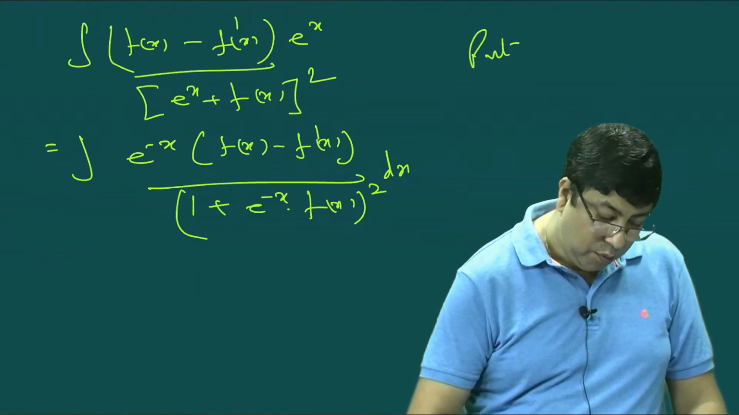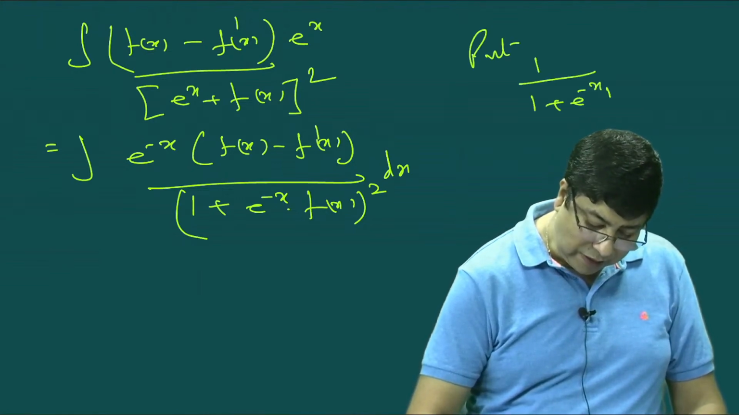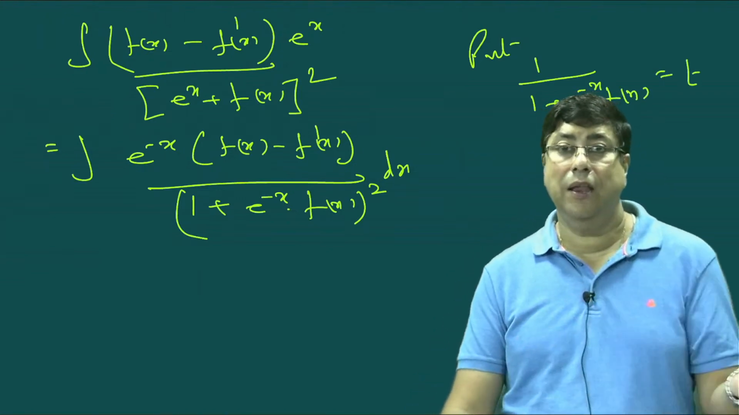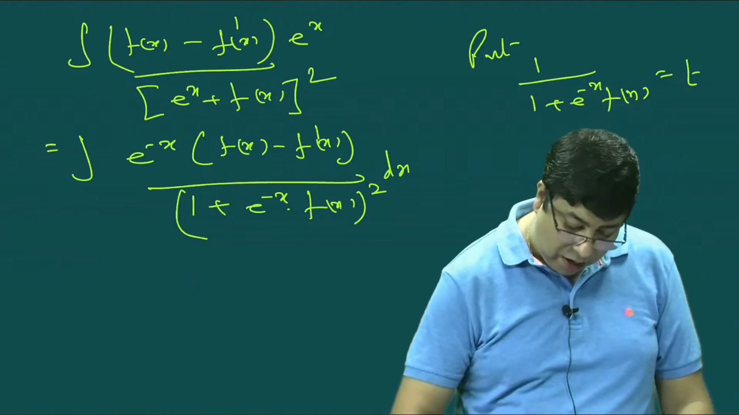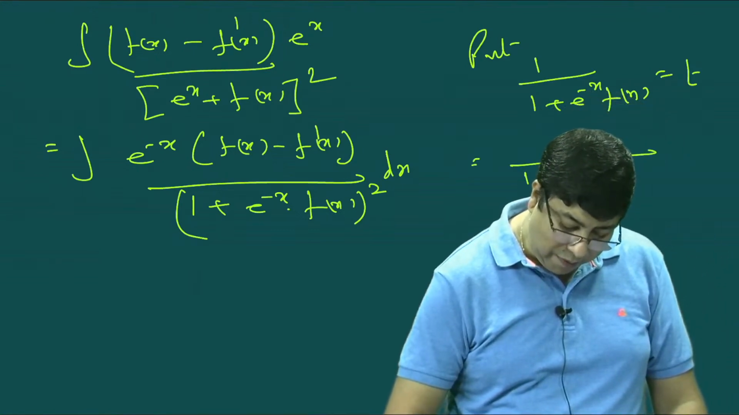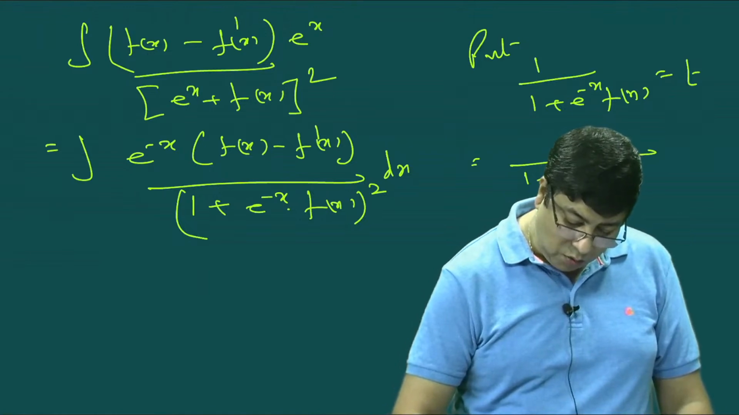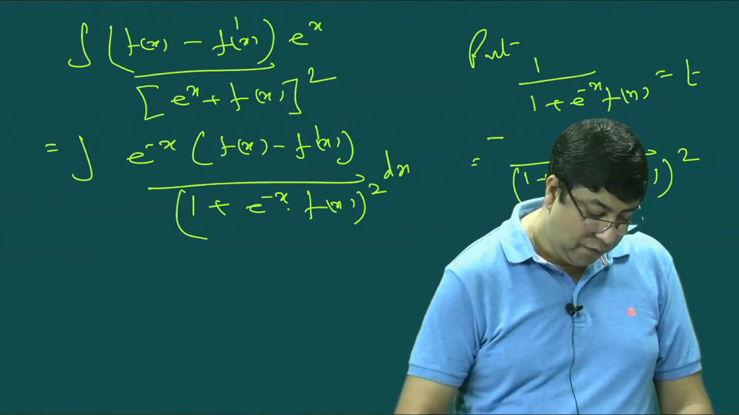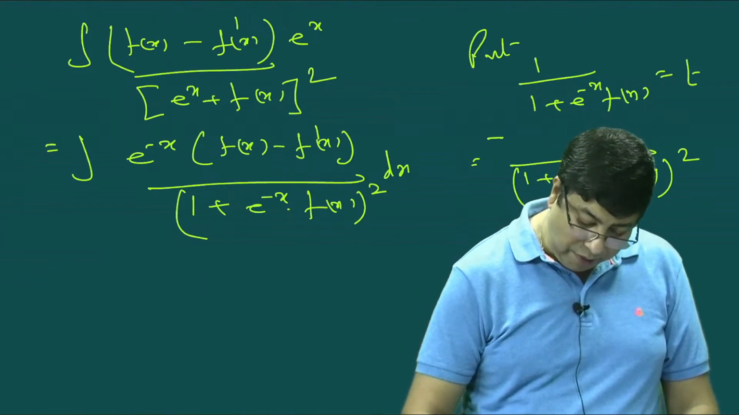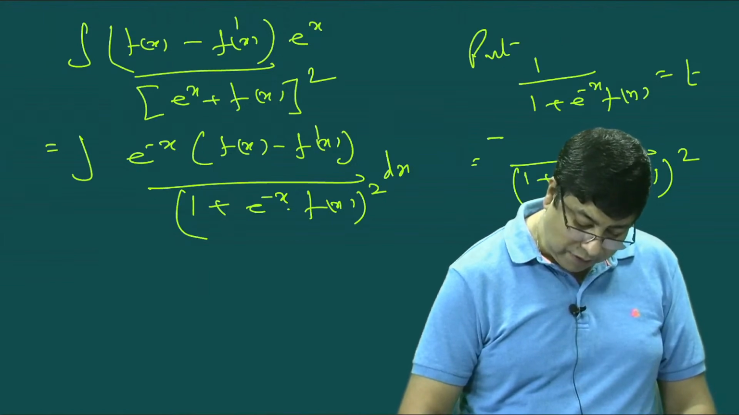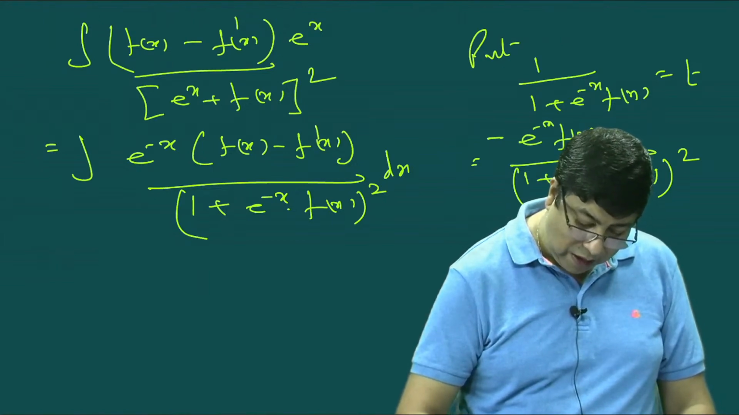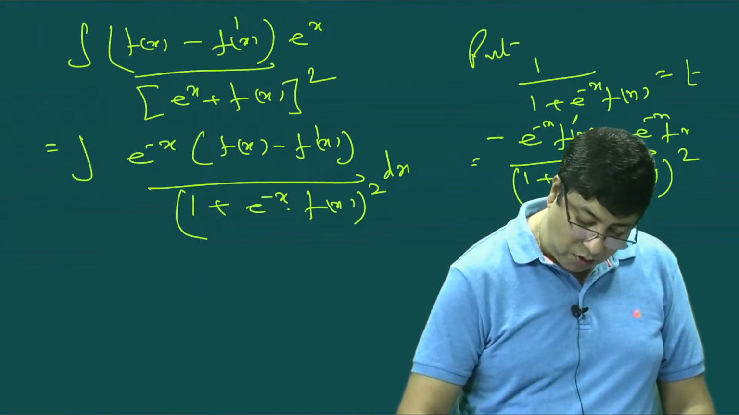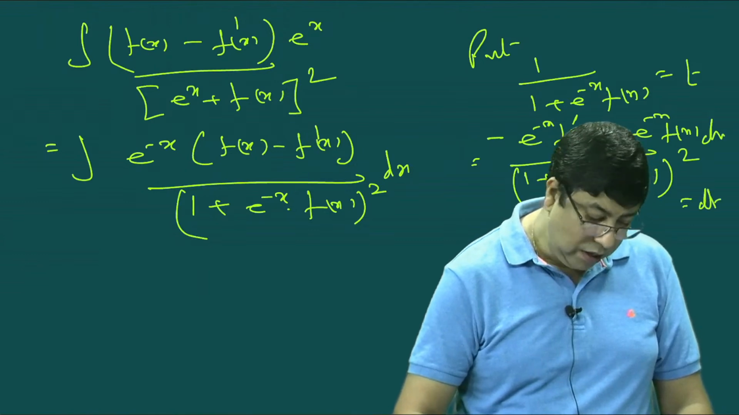Now if we put 1 by (1 plus e to the power minus x fx) equal to t. You can apply the u by v method, or you can apply the direct substitution method, as you think better. If we differentiate, denominator (1 plus e to the power minus x into fx) whole square into minus of e to the power minus x into fx minus of e to the power minus x into f dash x into fx dx equal to dt.